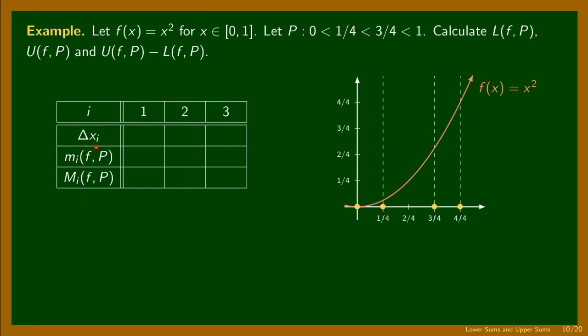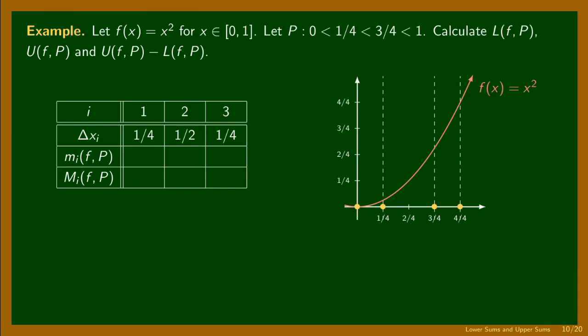How do we calculate delta xi? For example, delta x1. In order to do this, we will subtract 1/4 minus 0. So 1/4 minus 0 is 1/4. Next, delta x2 is 3/4 minus 1/4. What's 3/4 minus 1/4? What is this? That is 1/2. Then finally 1 minus 3/4, again that's 1/4. Okay?